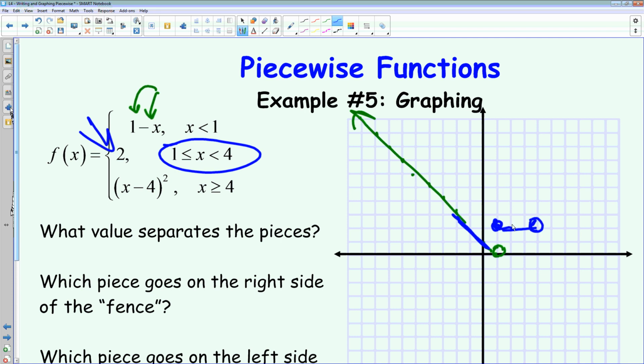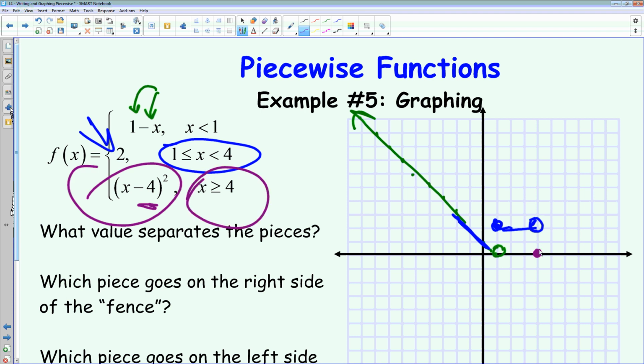Okay. And then the last piece is actually a quadratic. And it's a quadratic, it's a U shape, quadratics are U shapes. All right, and this has shifted 4 units to the right because that's my H value. All right, so normally the bottom of the U is at 0, 0, but I'm shifting 1, 2, 3, 4 to the right. And because it says greater than or equal to, we're going to put a filled in dot.